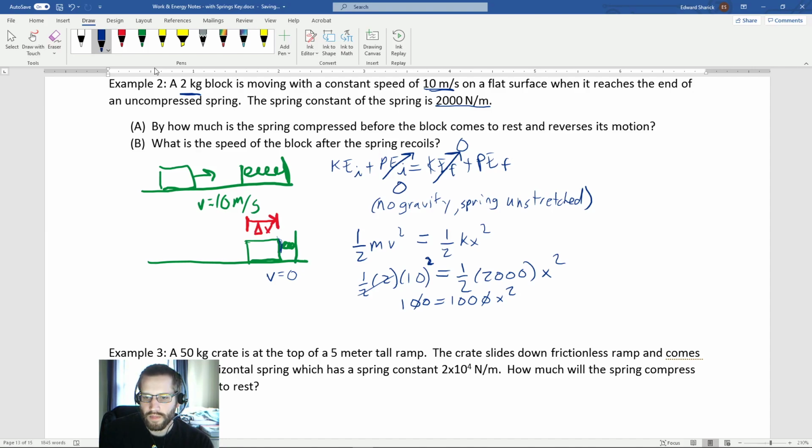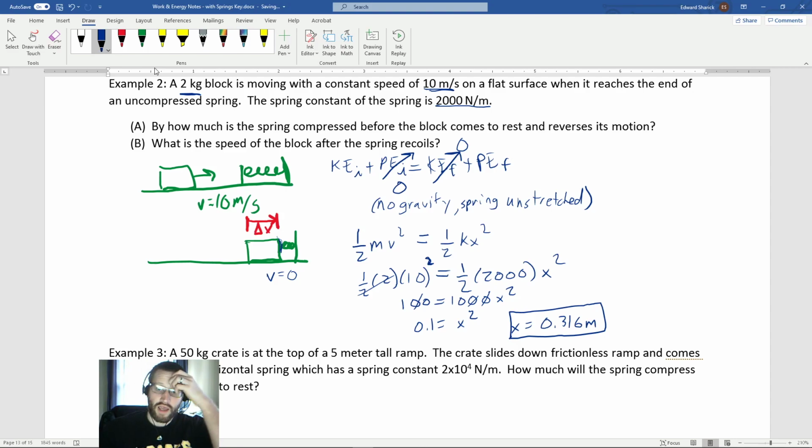So this will be 0.1 equals x squared. And so that means that x equals 0.316 meters, or 31 centimeters. That's how much this is going to compress whenever the block runs into it.